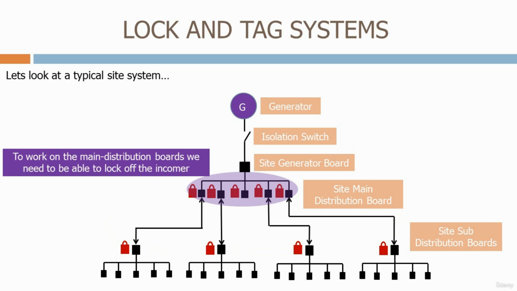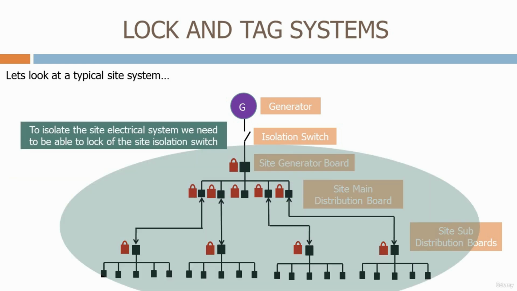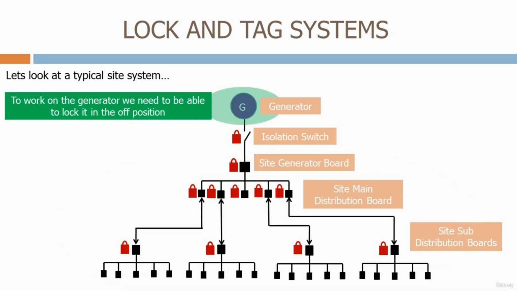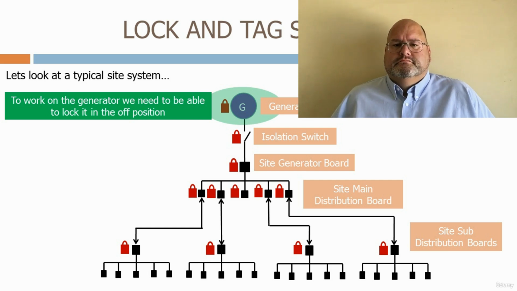To work on the main distribution boards, we need to be able to lock off the incomers. To isolate the site electrical system, we need to be able to lock off the site isolation switch. To work on the generator, we need to be able to lock it in the off position. Isolation points for the electrical system are important and need to be considered when the system is designed. Most modern circuit breakers are supplied with a hasp or insert, which allows them to be locked off and isolated in the open position.